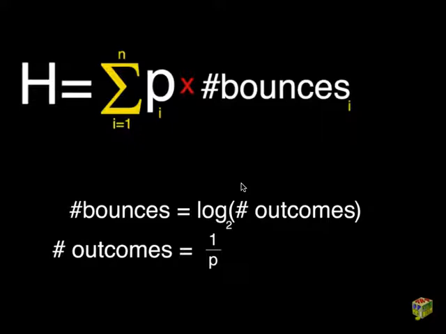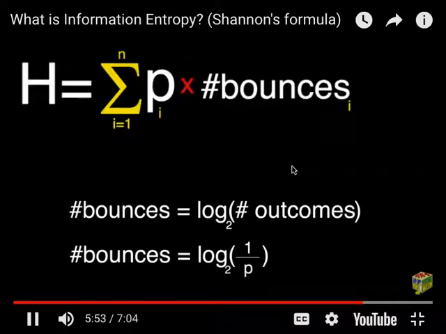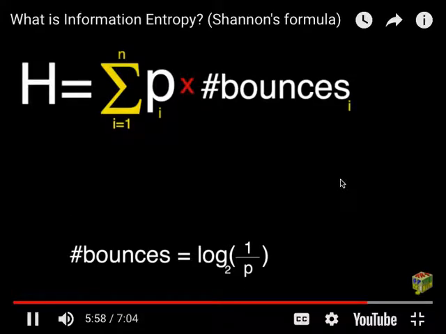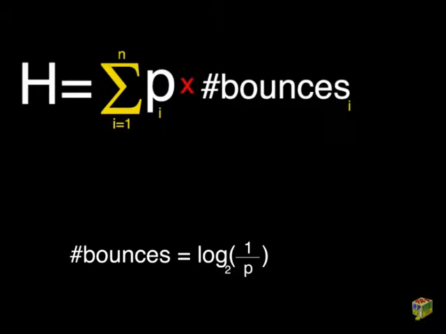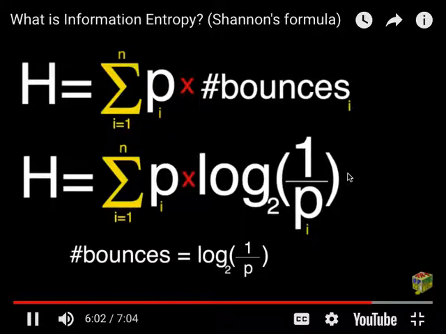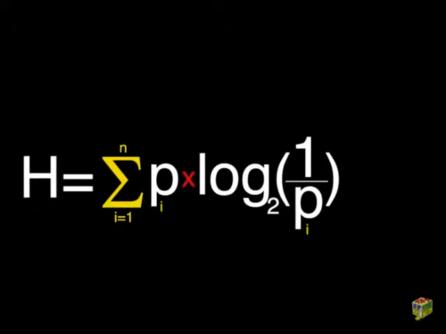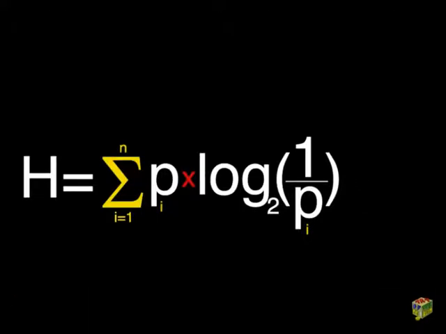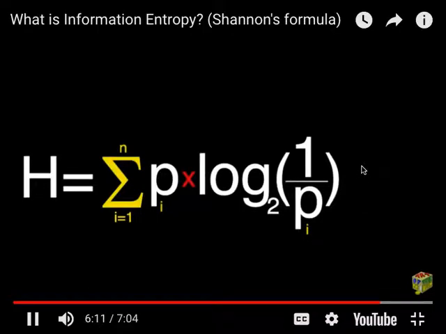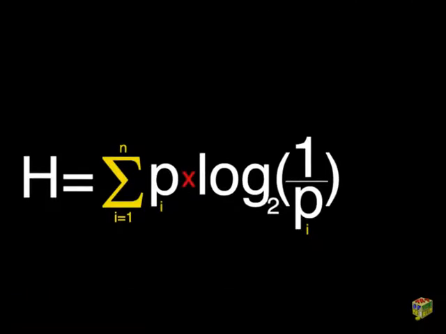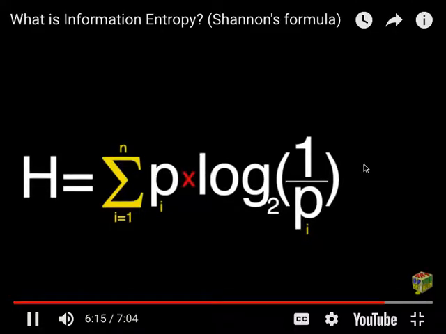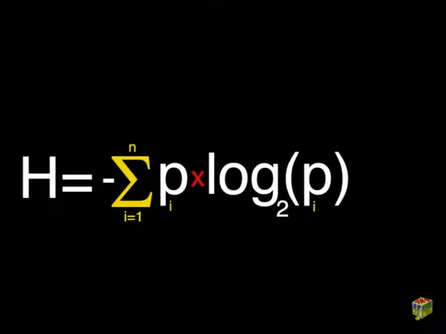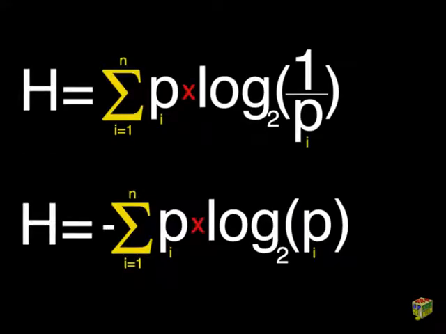Number of bounces actually equals the logarithm base 2 of 1 over the probability of that symbol, which gives us our final equation. Entropy, or H, is the summation for each symbol of the probability of that symbol times the logarithm base 2 of 1 over the probability of that symbol. And Shannon writes this slightly different, which just inverts the expression inside the logarithm, which causes us to add a negative, though both formulas give the same result.